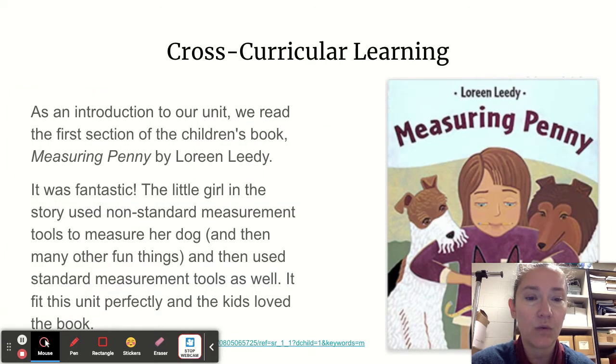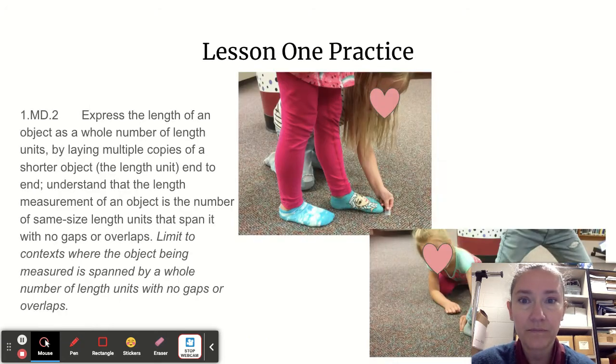Something I really thought went well. We read part of the book Measuring Penny, and the kids just loved it. It's about a little girl who uses non-standard measurement tools to measure her dog and then the neighborhood dogs. I felt like it was a really great activity for student equity. It would be something a teacher could use to really make sure that the kids had the background knowledge necessary to begin learning what they needed to learn for the unit.